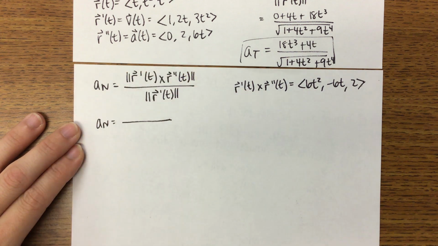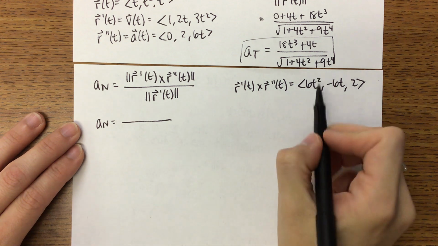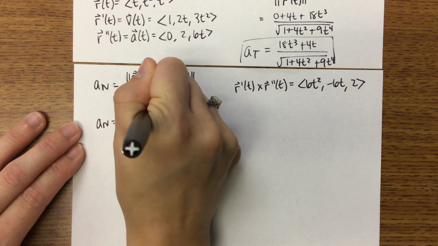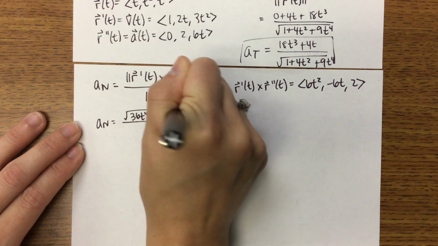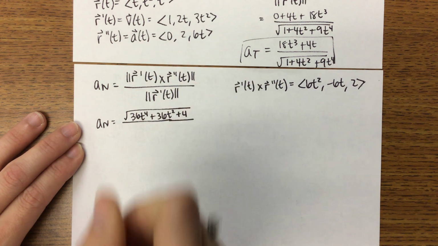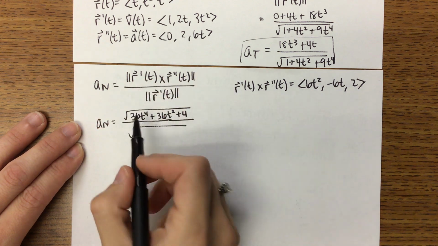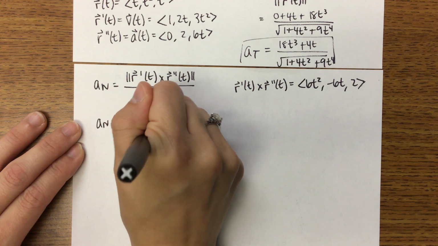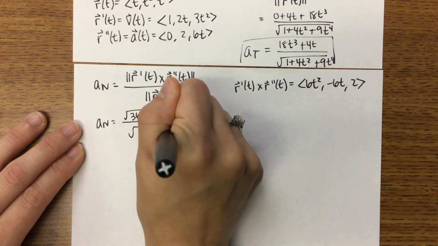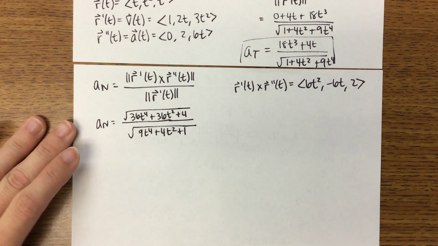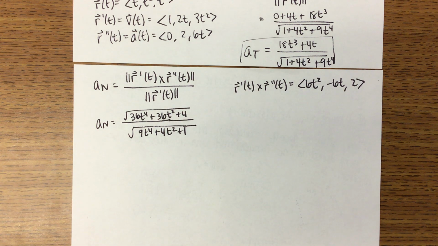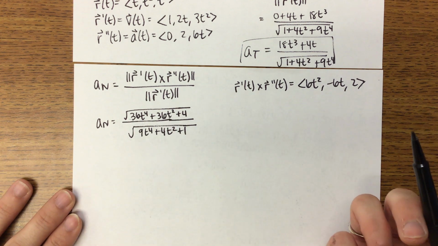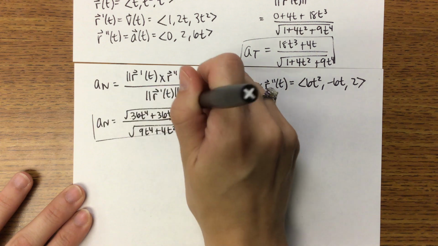So our scalar normal component then is going to be the norm of this vector. So that'll be the square root of 36t to the fourth plus 36t squared plus 4. And then the norm of r prime, we did that up here. So that is the square root of 9t to the fourth plus 4t squared plus 1. Of course, it's good practice to see if either of those simplify or if we can divide anything out. You could divide a 4 out of the numerator. That's about it, though. So I'm just going to leave my answer like that.